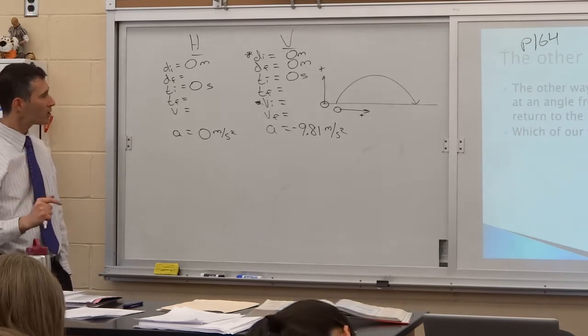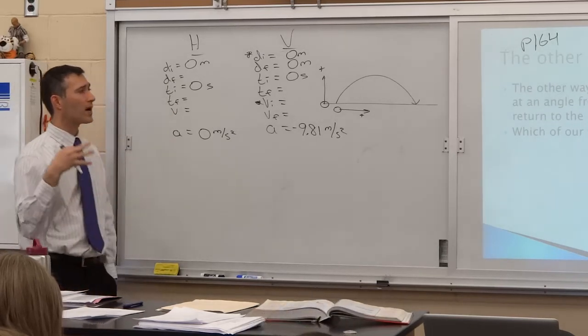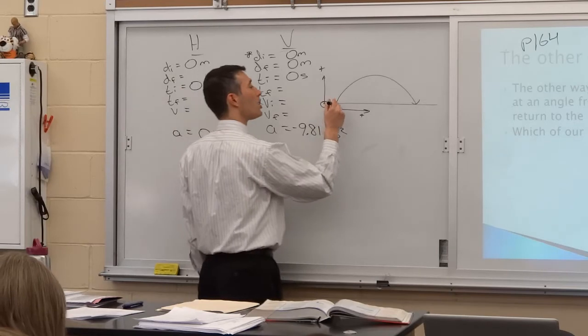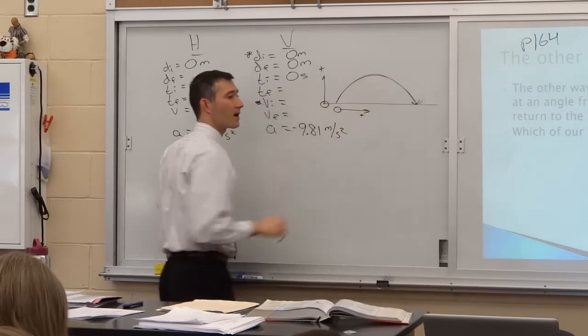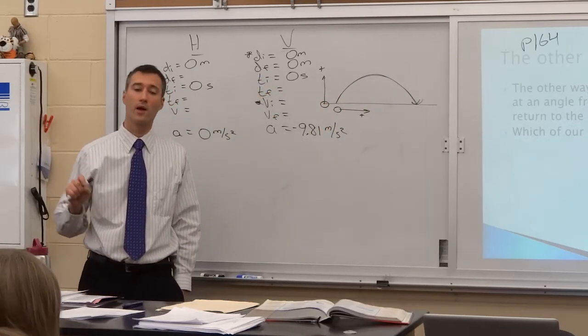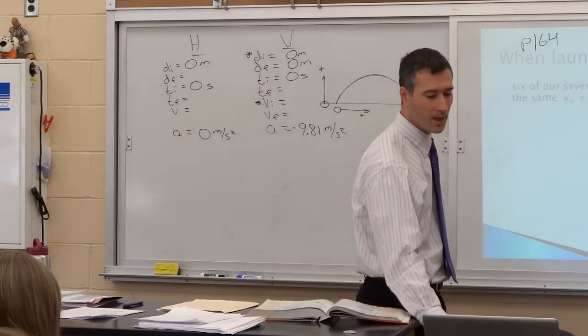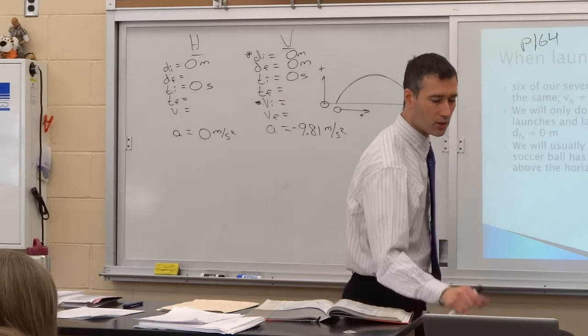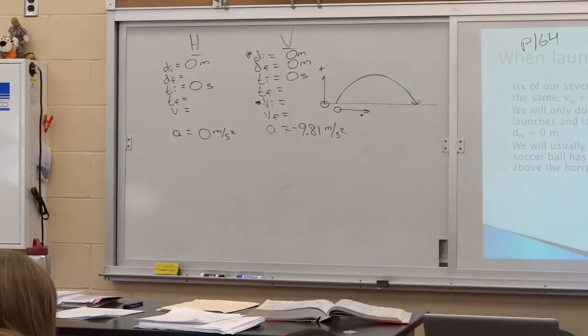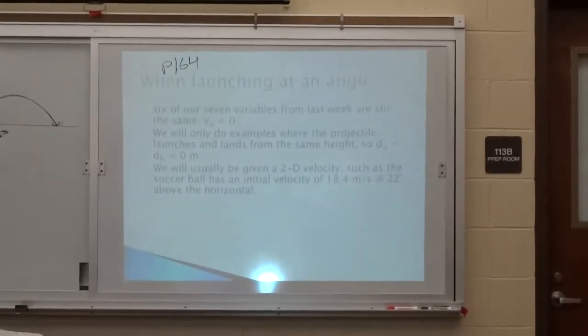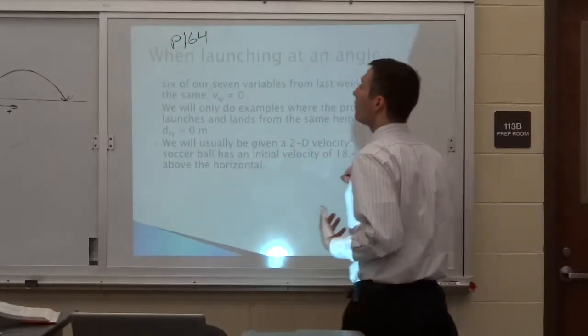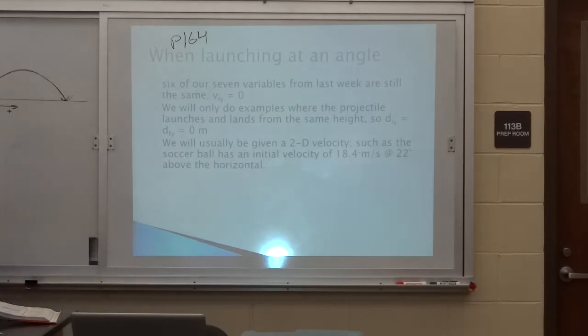Were there follow-up questions from anybody about these 7 variables that we kind of generically know so long as we're launching something from the ground and then landing back on the ground? All right. So one of the pieces from a few weeks ago that we're going to need to remember now is how to do components of a vector, right? In some of these problems, we'll be given a combined initial speed, and then we'll need to split it into a horizontal and a vertical piece.